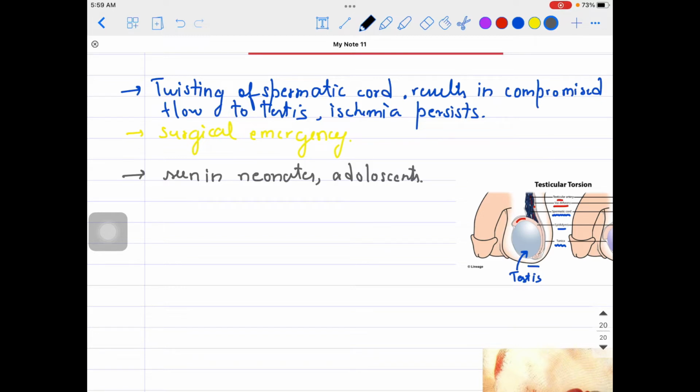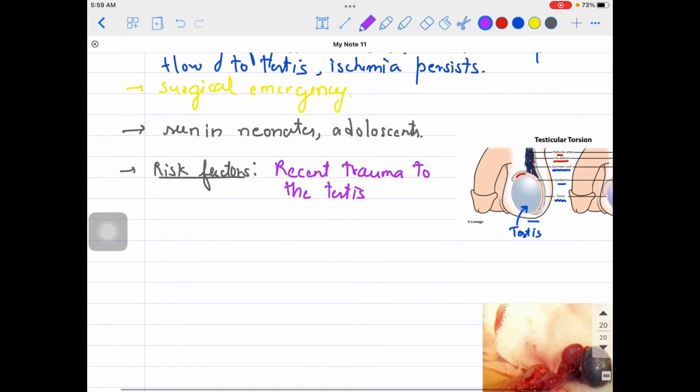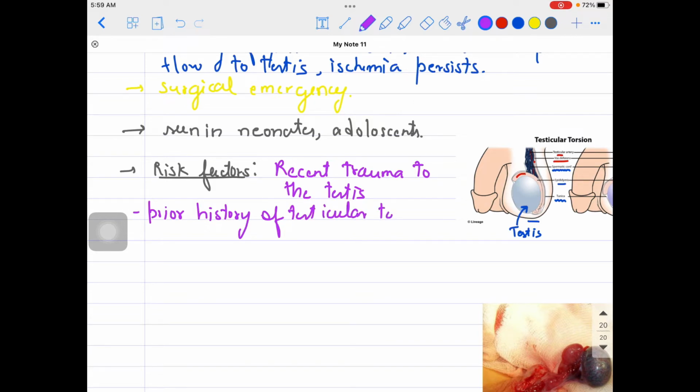Now risk factors, what are the risk factors? Basically those persons who have a history of testicular torsion, for example, are much more prone to getting this, or any recent trauma to the testis, something which hit the testis during a fight or something like that. So recent trauma to the testis, or prior history of testicular torsion, that is also important.